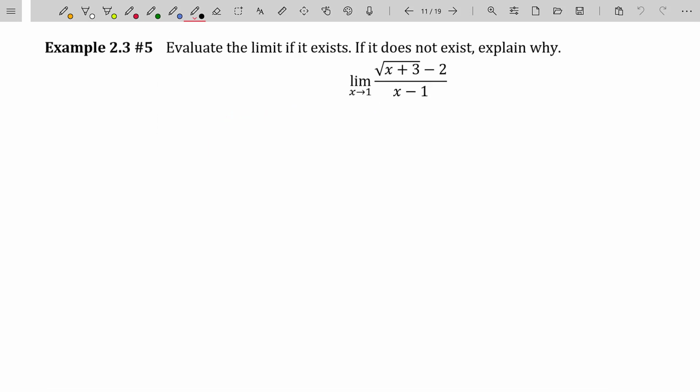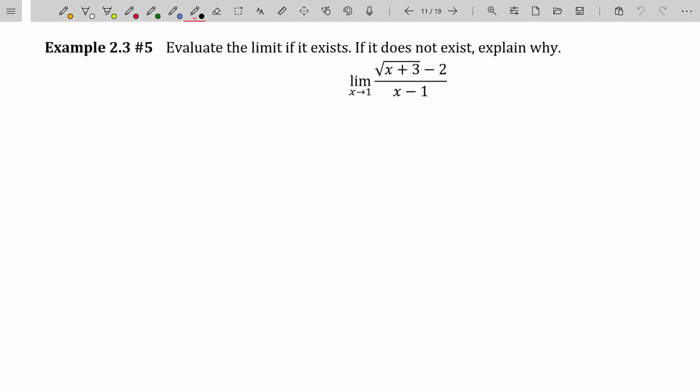As I mentioned at the beginning, this video is going to be somewhat short because you don't need a ton of examples to know that you just are going to have to rely on all of your prerequisite algebra skills. This type of problem is incredibly popular within calculus. Evaluate the limit if it exists. If it does not exist, explain why.